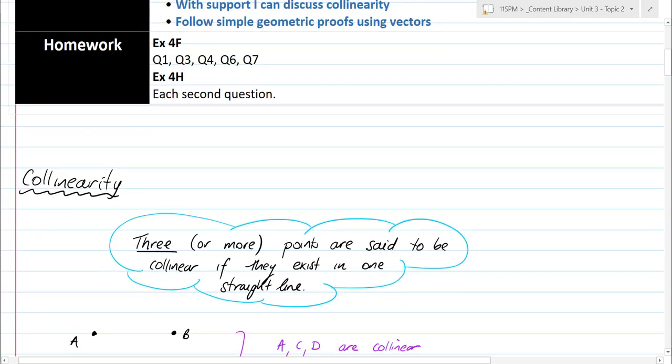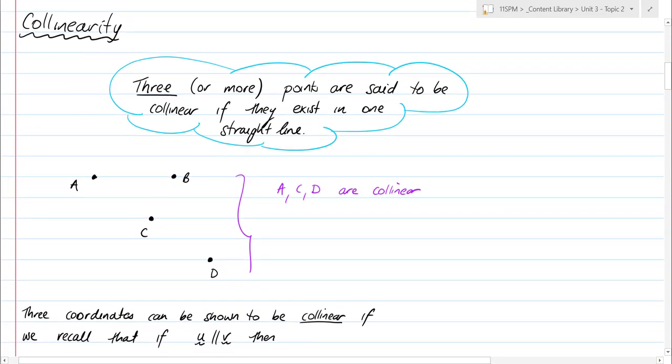So we're going to start by talking about collinearity, which is the 4F. And this is where things are starting to get a little bit more complex and a little bit harder to visualize. So obviously in Unit 1, we did a lot of vectors, but it was all in 2 dimensions and it's pretty easy to visualize. 3 dimensions is a little bit harder, and collinearity is one of those things. So let's just go through the definition first.